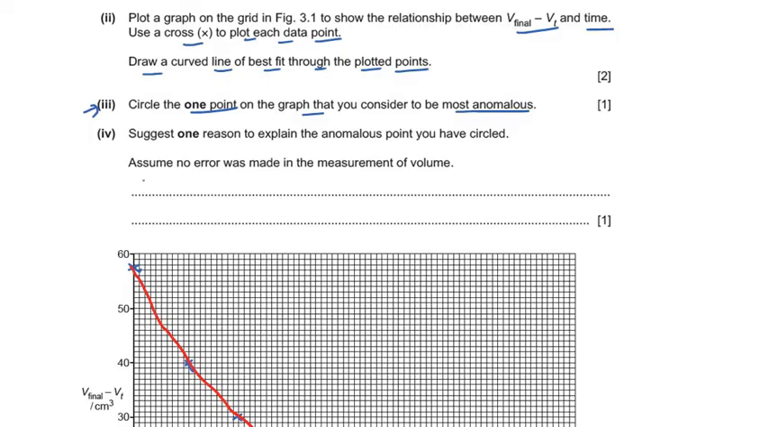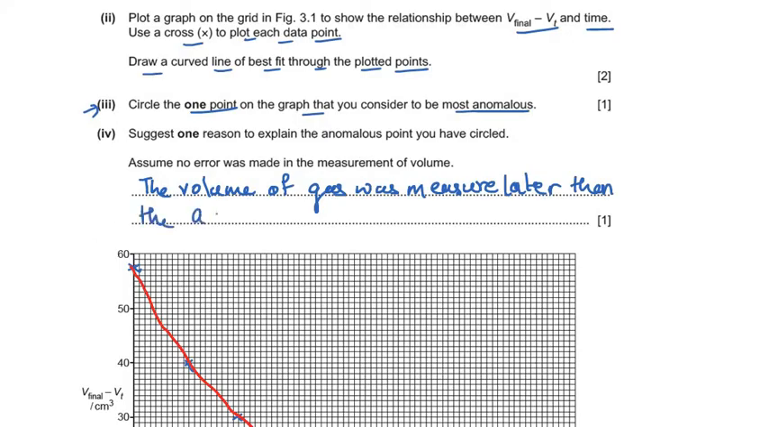So we have circled it. We can say that the error is because the volume of gas was measured later than the actual time. Because if it had been measured on time, then the difference should have been greater.